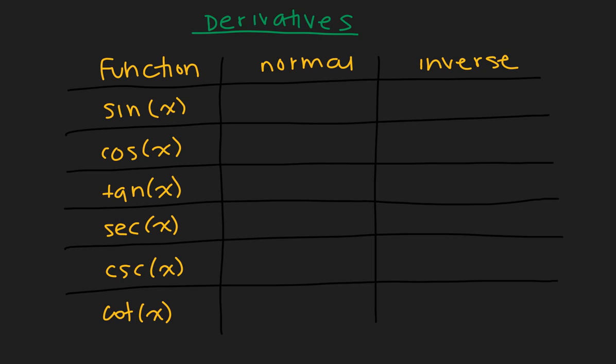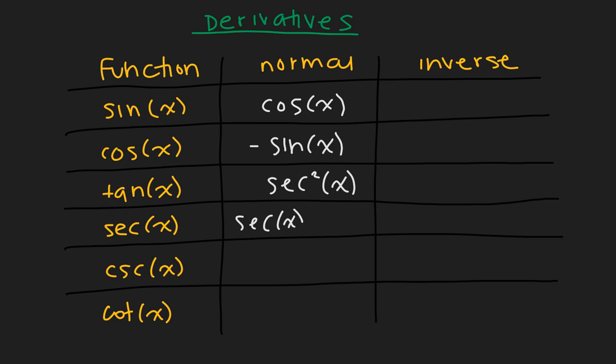For sine of x, we have cosine of x. For cosine of x, we have negative sine of x. For tan of x, we have secant squared of x. For secant, we have secant of x times tan of x.